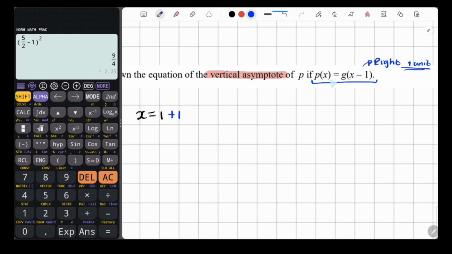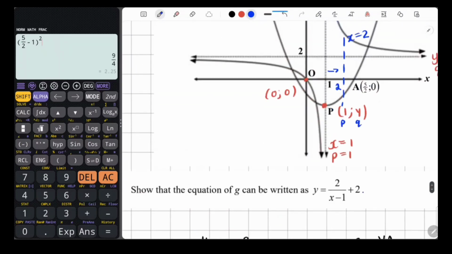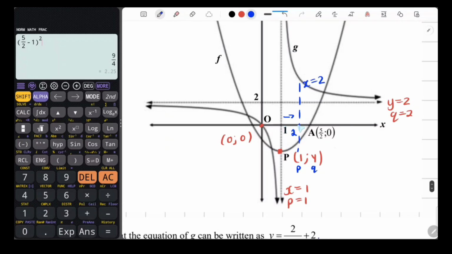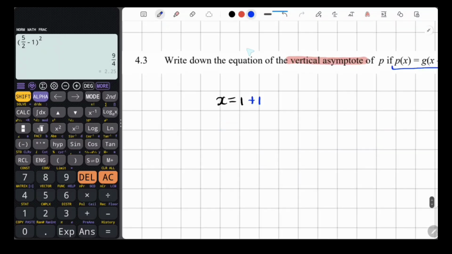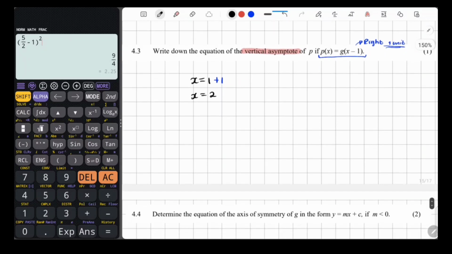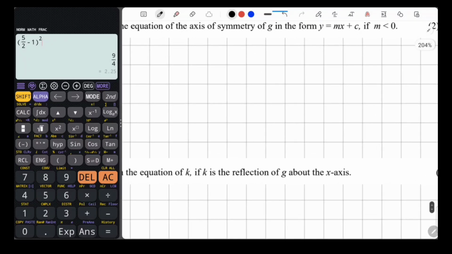But when they interpret it as an equation, they will say x minus 1, because minus means to the right, but plus means to the left as an equation, but not when it's actually moving on the graph like here, like when we move this 1 unit to the right. So of course, this equation is just x is equal to 2. That is the new equation of the vertical asymptote of p of x. Okay, so that is 4.3 done. And now we move on to 4.4.